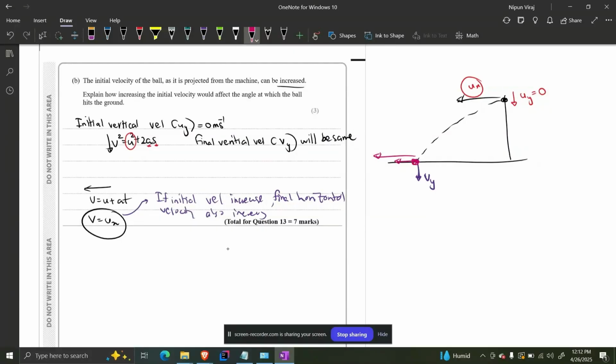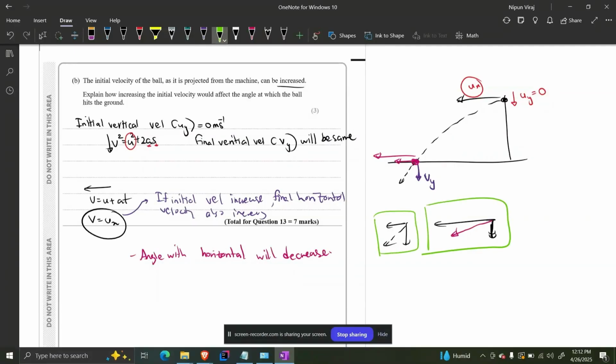So what will happen to the angle? We can say the vertical component won't change, but the horizontal component will change. So if initially the angle is this thing, now when this horizontal component increases, the angle will be something like this. What will happen to the angle? It will bend towards the horizontal, this way. So the angle with horizontal will decrease. You can understand the whole story using these diagrams.